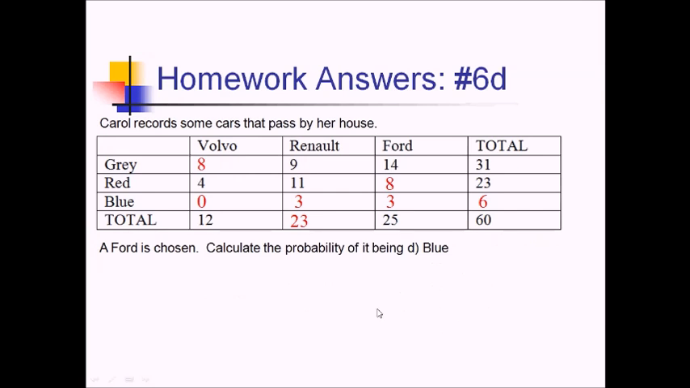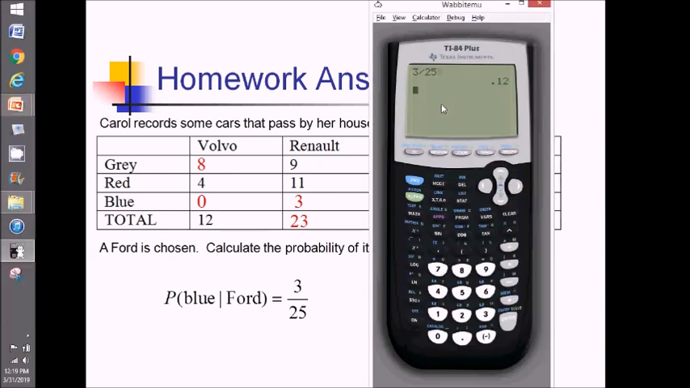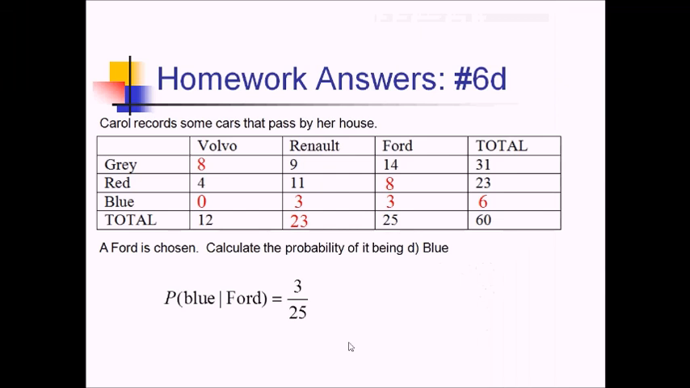For part D, a Ford is chosen. Very important wording here. Based on that, we want the probability of it being blue. So we're looking for the probability of blue given that a Ford has been chosen. So that means that we can only look at the Fords here, of which there are 25. 25 is our denominator. We're just asking how many of that 25 are blue. Well, there's 3 out of 25 that are blue. So on the calculator, let's see what that comes out to. That's going to give us 0.12, so 12% of the Fords are blue.